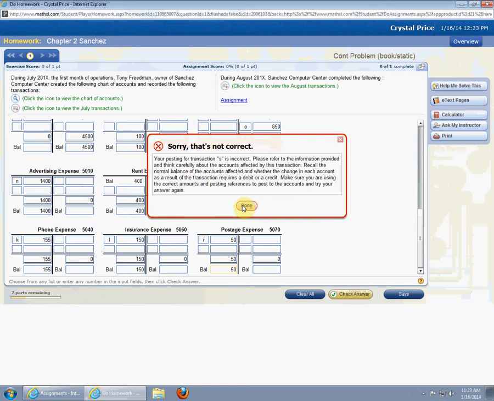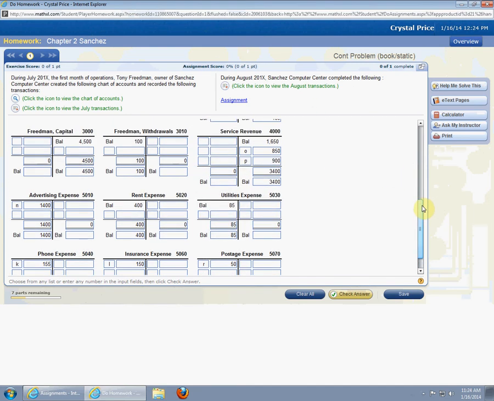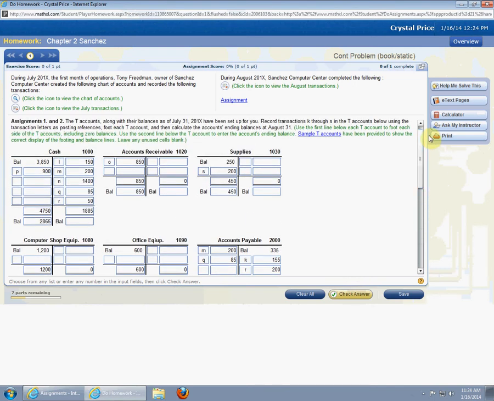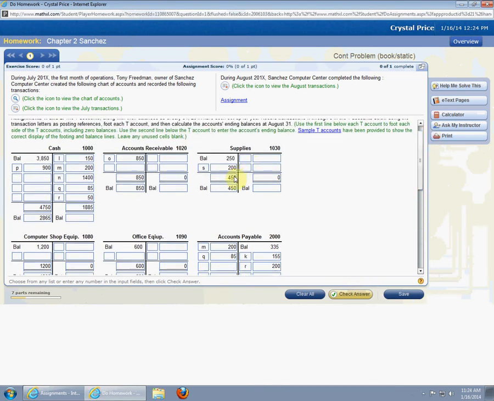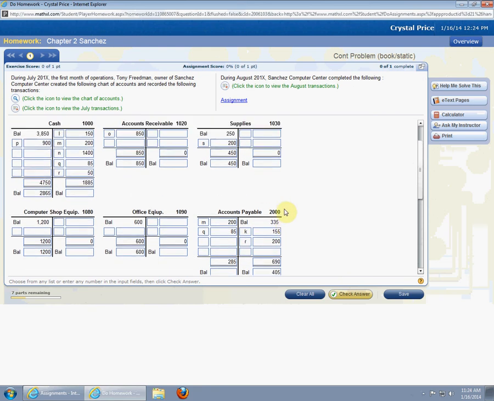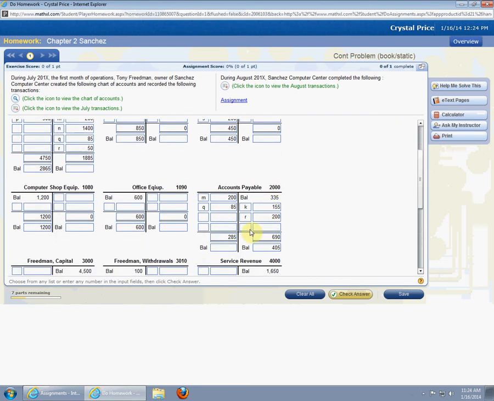Uh-oh, see, I told you I'd have something wrong. Your posting for transaction S is incorrect. Please refer to the information provided and think carefully. What did I do on S? Oh, I probably forgot to put the letter, that might have been what happened. Accounts payable. Yeah, I put an R instead of an S, I think.